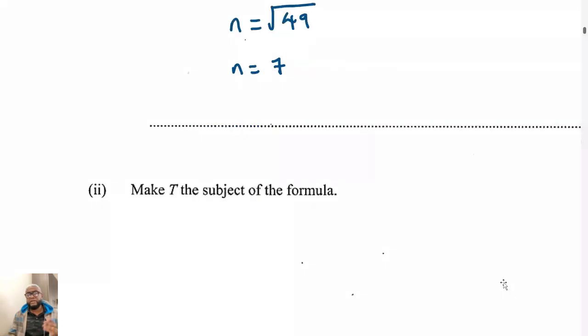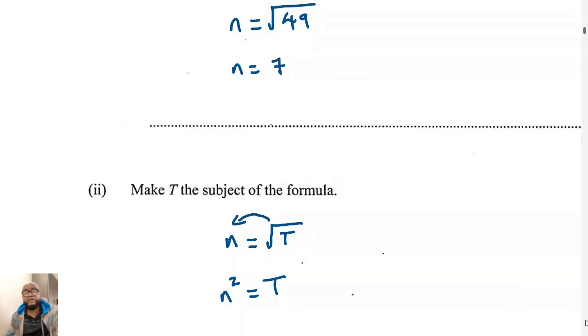Right? Now they are saying to make t the subject of the formula. Now, if n is equal to the square root of t, in order to make t the subject, I need to do the opposite of square root on the side. What's the opposite of square root? Squared. So this will be n squared is equal to t. t is now the subject of the formula. 2 questions in the bag, 2 marks in the pocket.